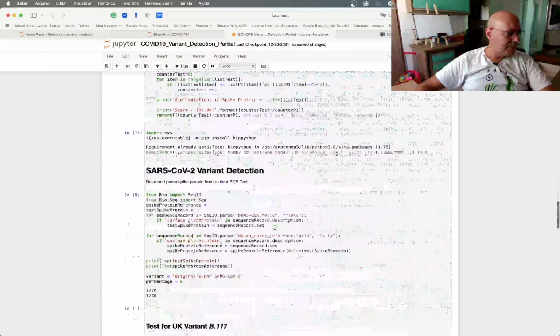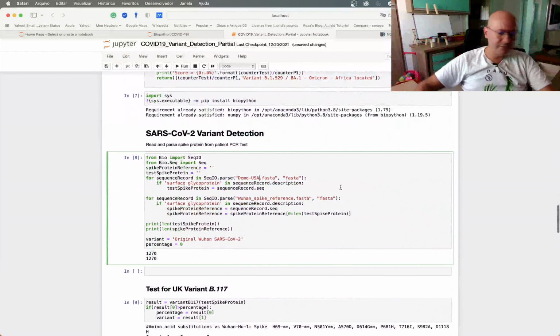Oh, here are the functions. Let me go a little bit down. And here we go. Demo Romania. I just picked it randomly and will try to see what happens. Here we go. I'm running that again. And it reads very fast.